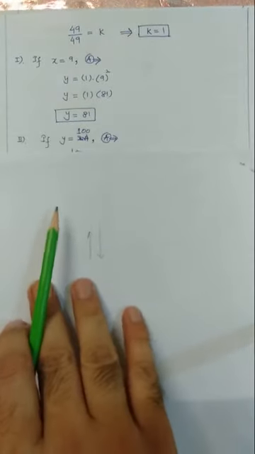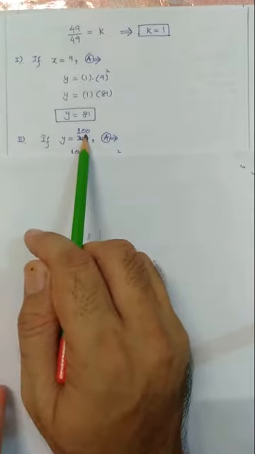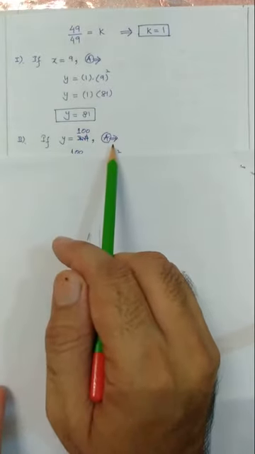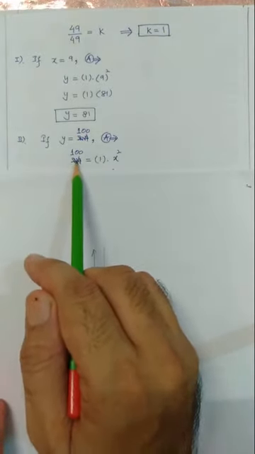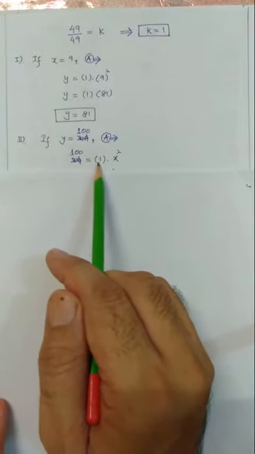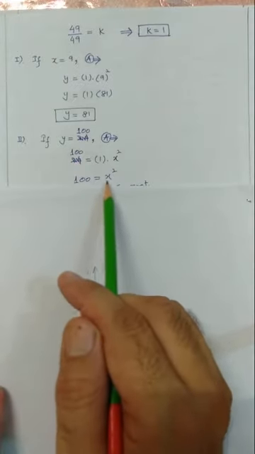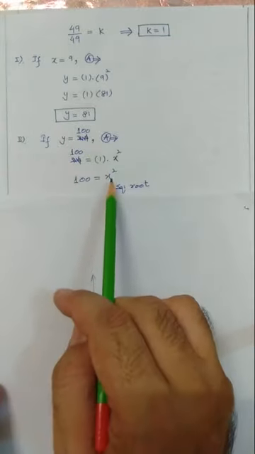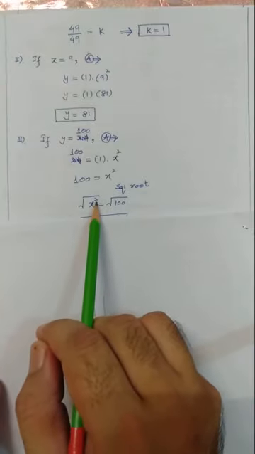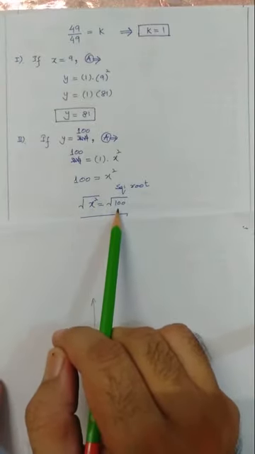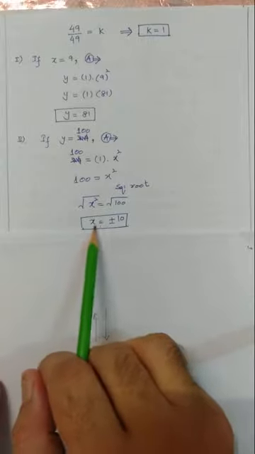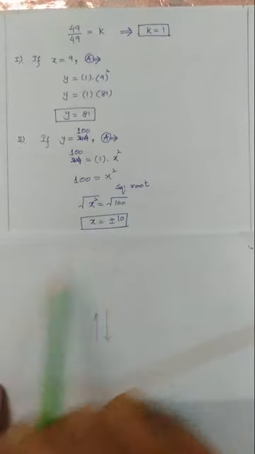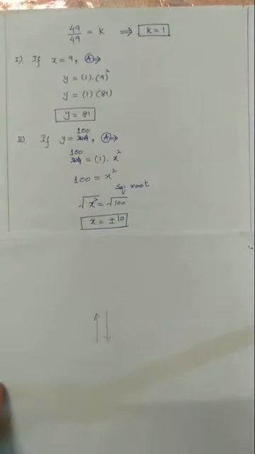Now the second part, if y is equal to 100, then equation A implies putting the value of y, which is 100, is equal to 1 times x square. So x square is equal to 100. Now to remove this square, taking square root on both sides, square and square root cancel, and taking square root of 100, x is equal to plus minus 10, and this is the value of x.